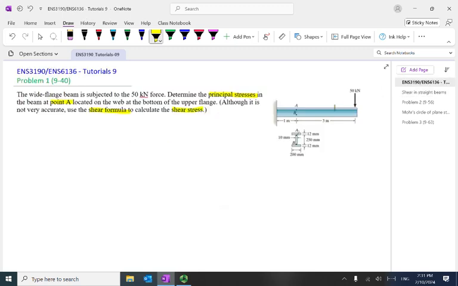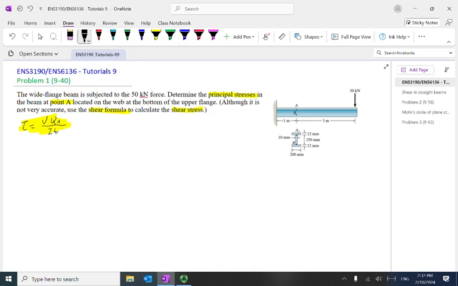So we should work it out. I will just use the pen to show you. So we work on here, we should know that tau is equal to VQ over IT. But here it's A, so we use A to replace. Okay, that's a point. So that's from the shear formula, where V, of course, we should know where V is.